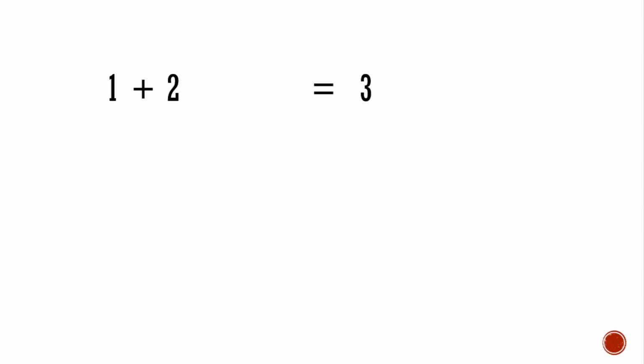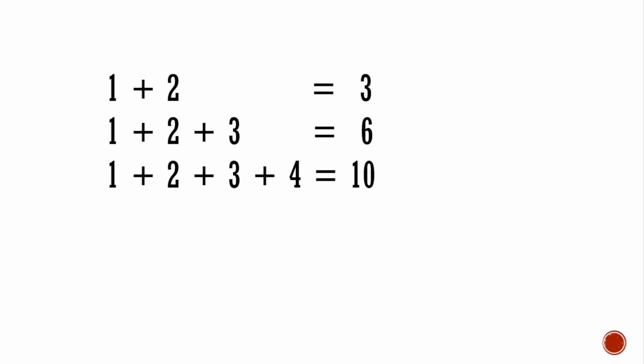Hello everyone. We know that 1 plus 2 is equal to 3, 1 plus 2 plus 3 is equal to 6, 1 plus 2 plus 3 plus 4 is equal to 10, and so on. It is clear that each term on the right hand side is a positive integer, and the terms keep on increasing as we add one more term to the left hand side.